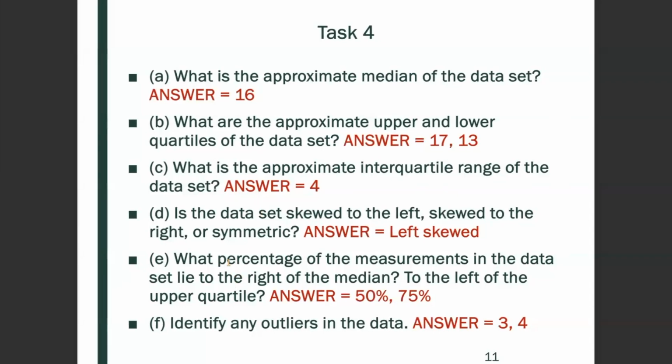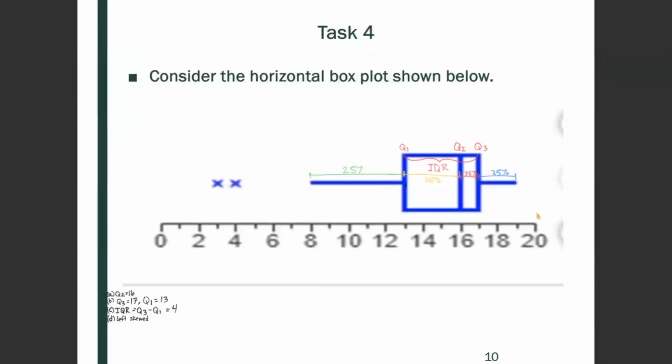What percentage of the measurements in the set lie to the right of the median and to the left of the upper quartile? So first let's look at the percentage to the right of the median. This is the same as the previous task. So to the right of the median, we have 50% of the data. And then the second part was what percentage lies to the left of the upper quartile. So here's the upper quartile. So you can think of it as we have 3 25% chunks, which is equivalent to 75% of the data.